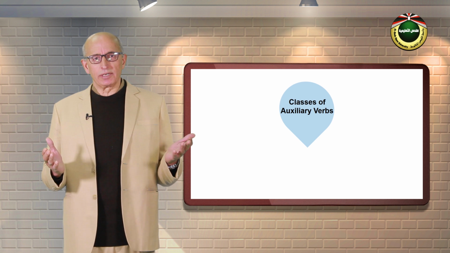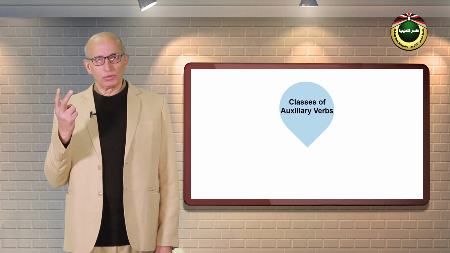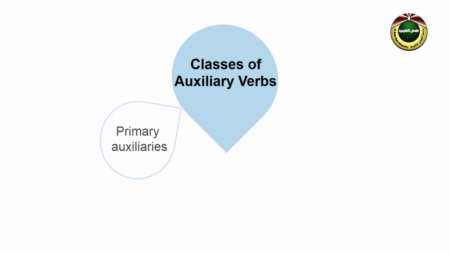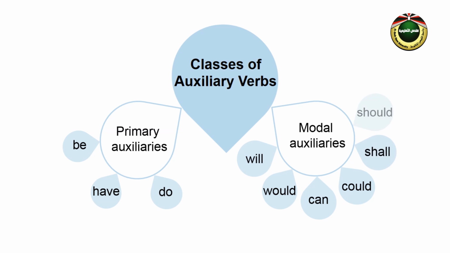Classes of auxiliary verbs. Auxiliary verbs are subdivided into two classes, which are A. Primary auxiliaries, have, be and do. B. Modal auxiliaries, will, would, can, could, shall, should, may, might, etc.